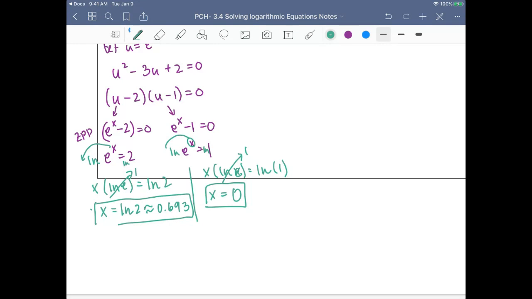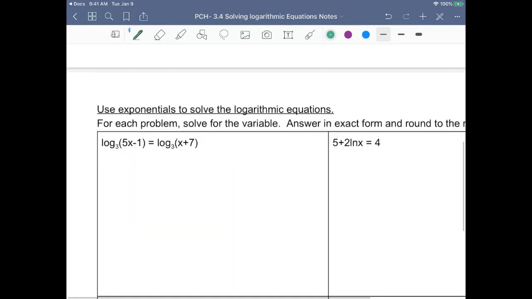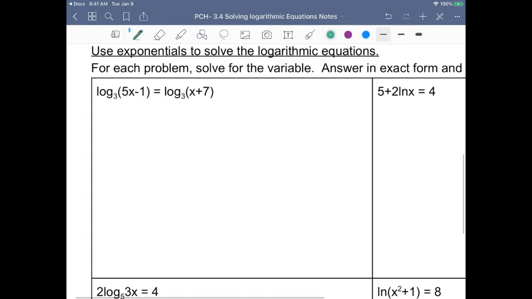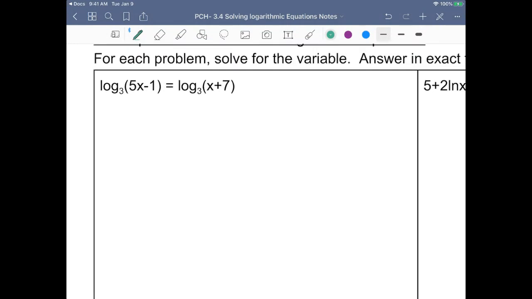All right, we're going on to solving logarithmic functions. Okay, so we're going to solve for the variable. We're going to write in exact form and as a decimal. You will have to do both on the test.